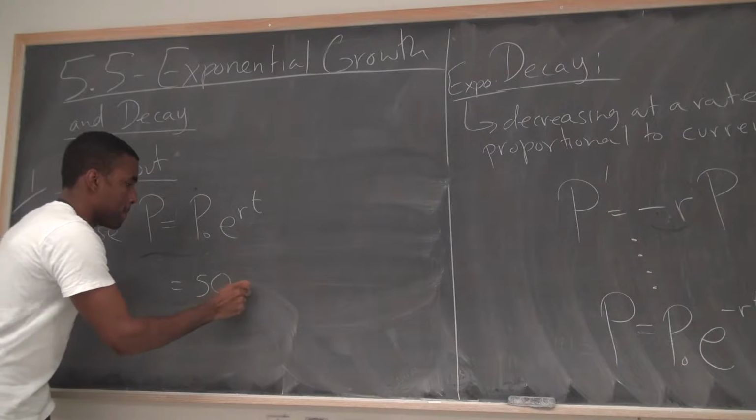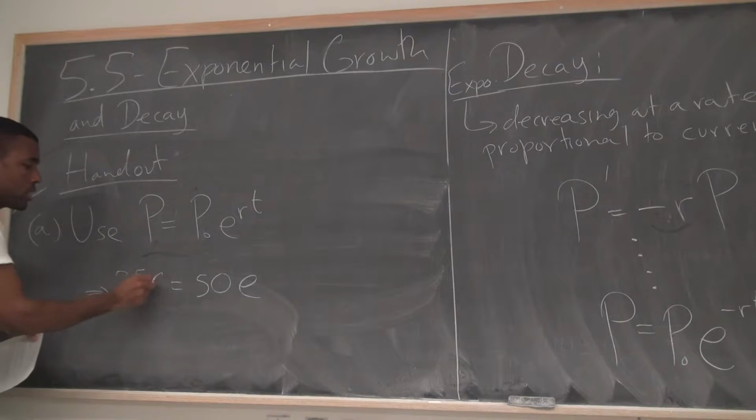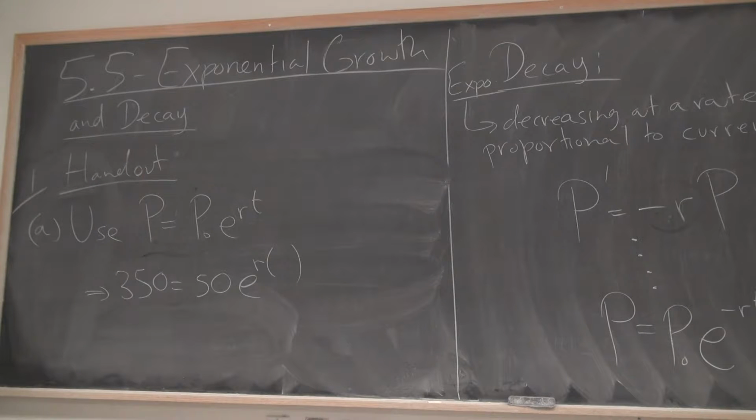50. And that was at 10 a.m. Okay? So at 3 p.m. we have 350. How do I apply that? So P would now be 350, and when does that occur? When T equals 5, if we're measuring time in hours.